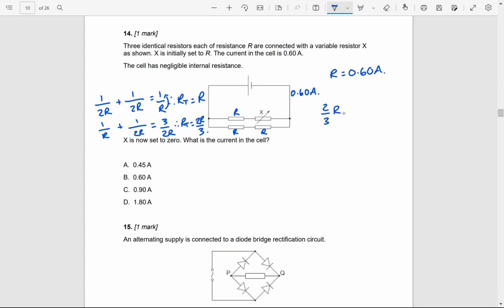So now we've got 2/3 of the resistance. So you could say, if this is easier, 3/3 of the resistance creates 0.6, but now we're kind of negating 1/3 of the resistance. So it's going to be 0.90 amps, which is C.